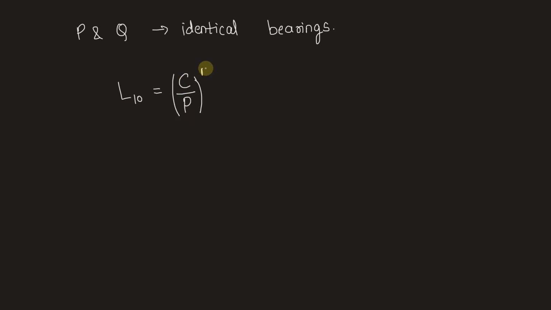Now it is given that P and Q are identical bearings. Life of a bearing in million revolutions, L10, is given by C, which is the dynamic load carrying capacity of a bearing, divided by P, which is the load acting on the bearing, raised to N, where N is the exponent of this life equation.